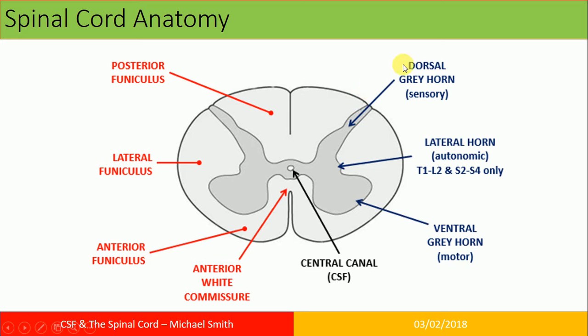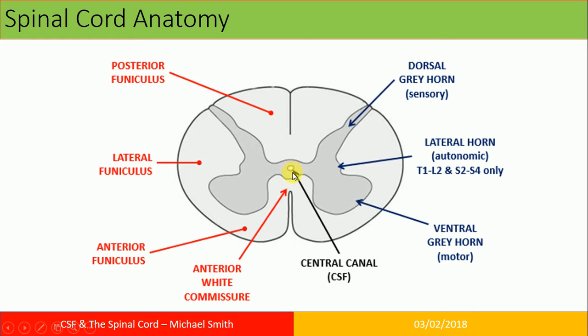In our grey matter, we have our dorsal horn, which is where our sensory fibres enter. We have our lateral horn, which is where we have autonomic fibres synapsing, and this only happens where we have autonomic fibres entering the spinal cord. So this is T1 to L2 and S2 to S4. That's T1 to L2 through our sympathetic and S2 to S4 through our parasympathetic. And then we also have this ventral anterior grey horn, which is where our motor fibres enter and synapse.